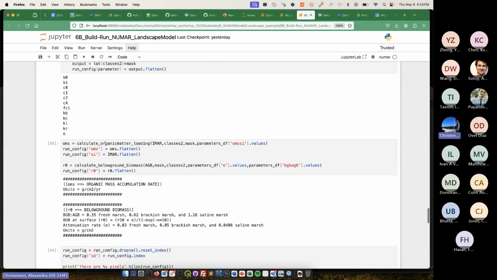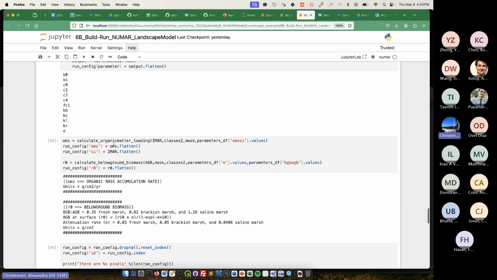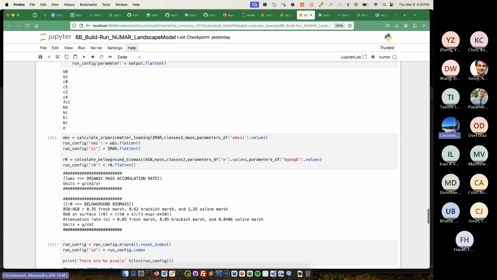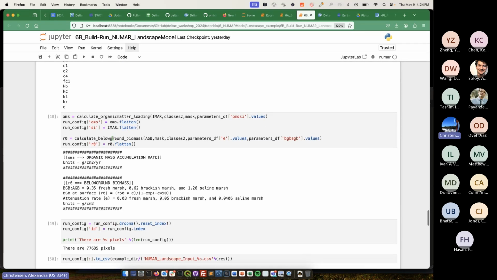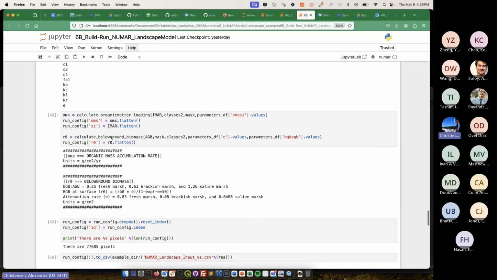Then we calculate the organic matter. It's a function that it calls, but it's basically what he just described, how we go from inorganic deposition to organic matter deposition. And then again, we calculate the below ground biomass using a function based off of the root to shoot ratio, and converting from the root down to 50 centimeters to just the root biomass at the surface.